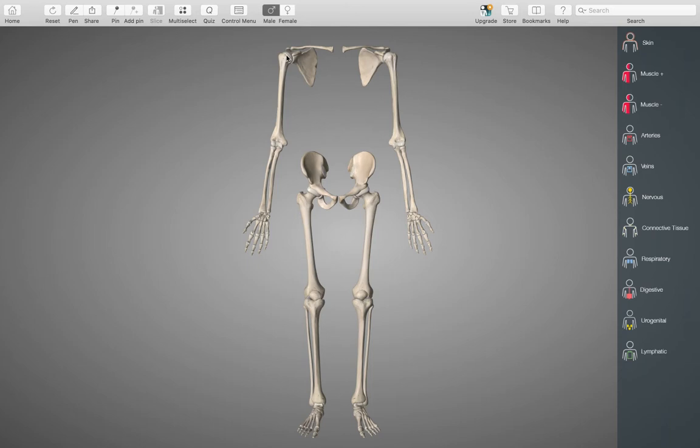So I've removed the axial skeleton here. The axial skeleton of the head, the skull, sternum, rib cage, sacrum, and vertebral column, they're all gone. And what we're left with is the appendicular skeleton. All of this hangs off of the axial skeleton. So we'll start at the top.